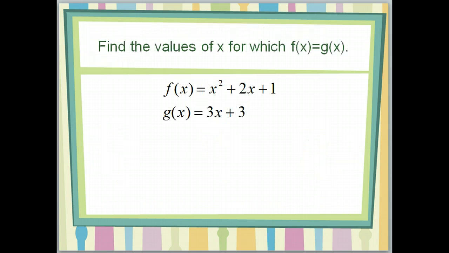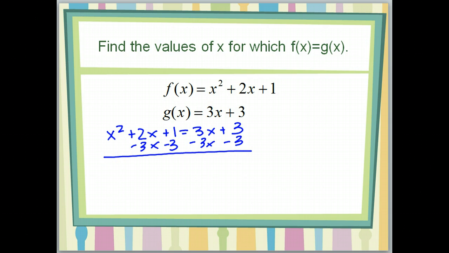For this example, we want to know when the functions are equal to each other. So we'll just do exactly that and say x squared plus 2x plus 1 equals 3x plus 3. Subtract 3x from both sides. Subtract 3 from both sides. X squared minus 1x minus 2 equals 0, and we're solving this function.